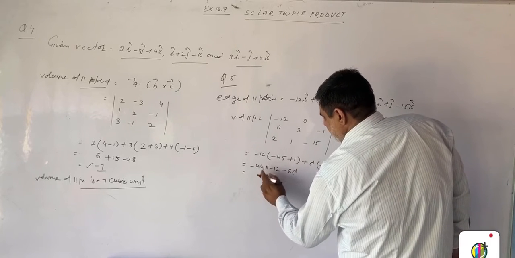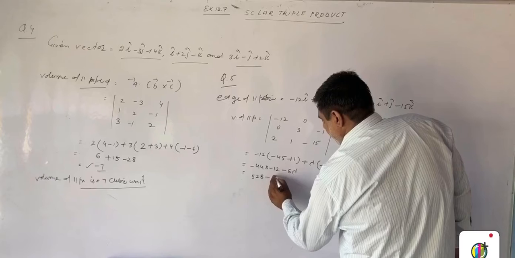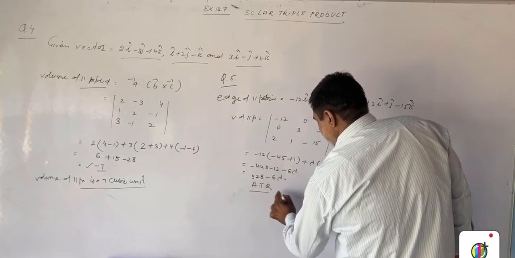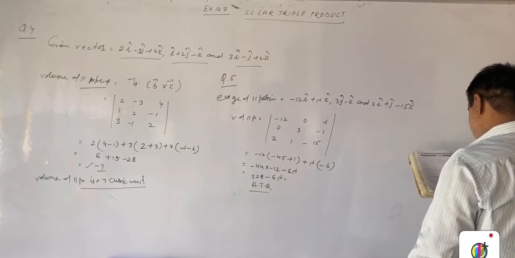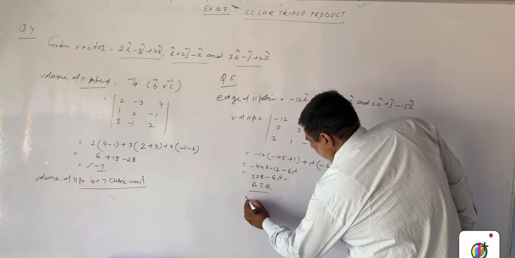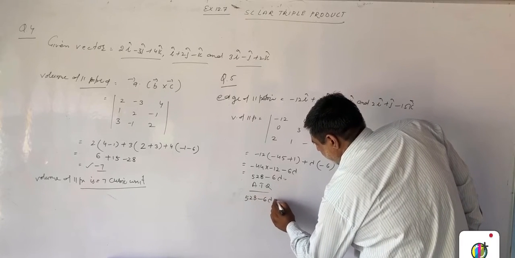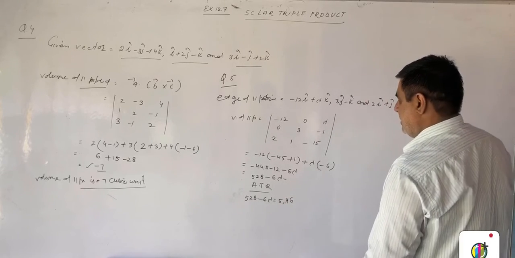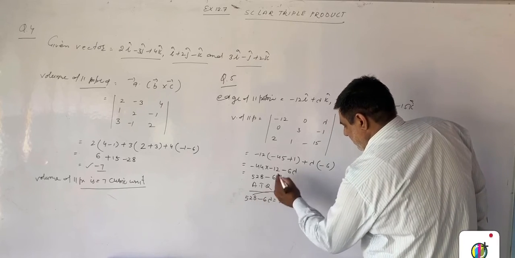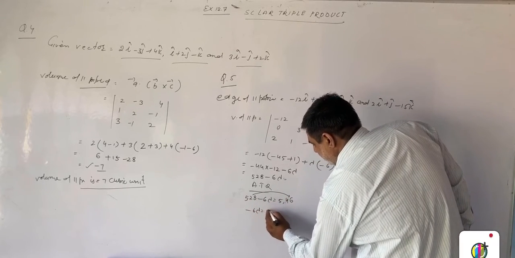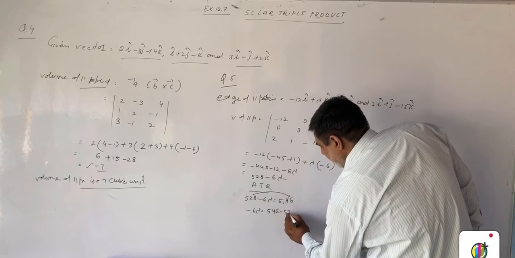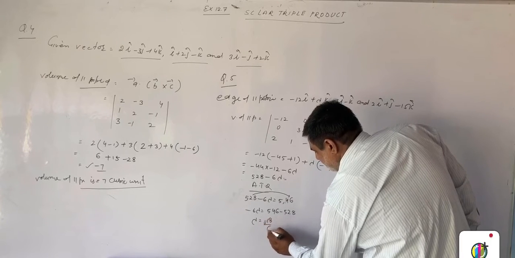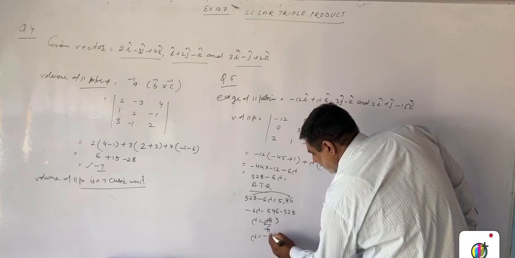Now this gives -45 plus 1, -44, multiplied by -12 is 528, minus 6 lambda. Now it is given that the volume of this parallelepiped is 546 units. So now 528 minus 6 lambda is equal to 546. Now we have to find the value of lambda. We take this value to the right-hand side: -6 lambda is equal to 546 minus 528. We have to find the value of lambda. This is 18 by 6 with a negative sign. We get the value of lambda equal to -3.